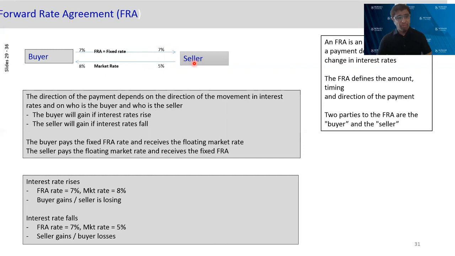That's all about the FRA contract, and we will have some calculation, and we will show you. So, if the interest rate rises, with the FRA rate at 7% and the market at 8%, the buyer gains 1% and the seller loses 1%. Take the opposite position. I'm talking about this graph. With the FRA at 7% and the market rate at 5%, the seller gains and the buyer loses. How much? 2%.